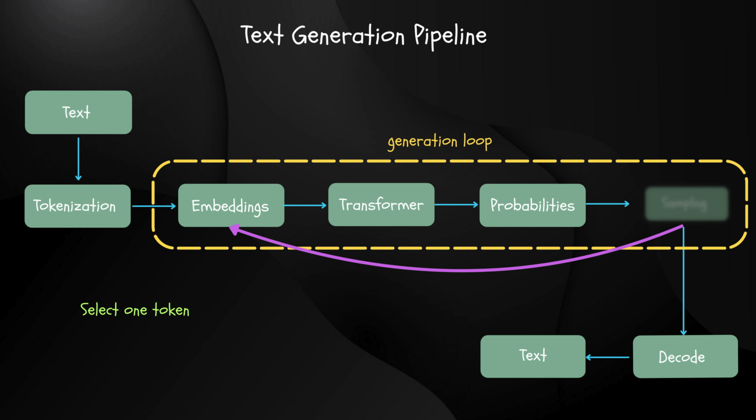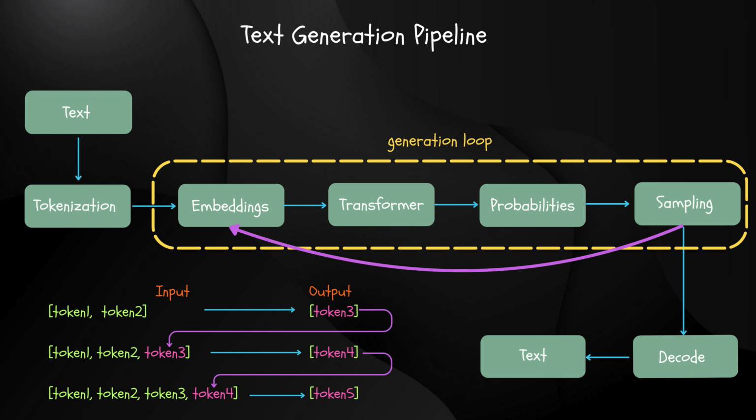Now here's something important. At this moment, the model has generated exactly one new token, just one. Not a sentence, not a paragraph, not even a complete thought, just one token. But a useful response requires many tokens, so the newly generated token is added back to the sequence, and the entire generation process runs again, and again, and again, one token at a time. This loop continues until the model generates a special end-of-sequence token or reaches its maximum response length.